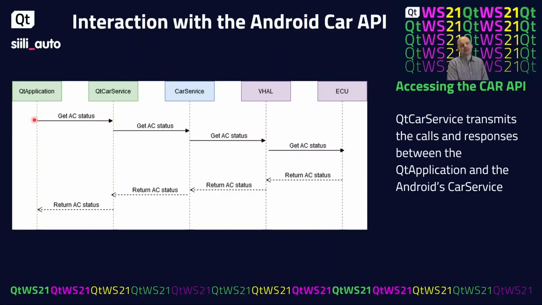The Qt application is asking the Qt car service about the requested AC status. Qt car service passes the request to the Google's car service through the JNI. Google car service requests the vehicle to get this AC status, and the vehicle gets this data from the electronic control unit. And the air conditioning status is getting back to the Qt application in the same way. So from vehicle to the car service, from car service to the Qt car service, and from the Qt car service to the Qt application.